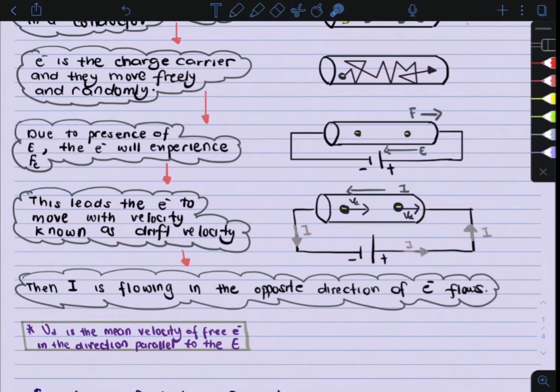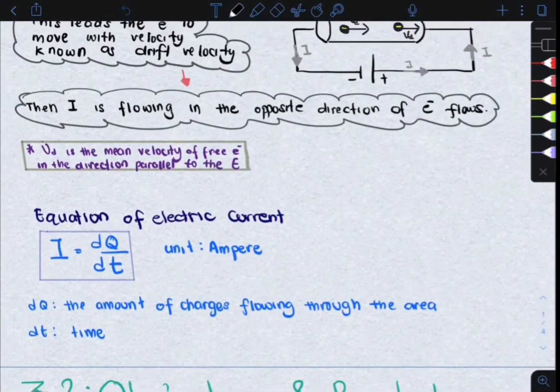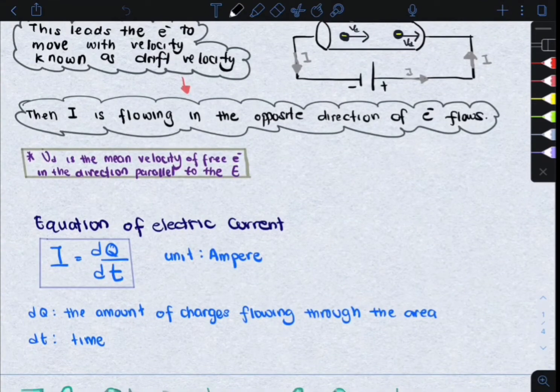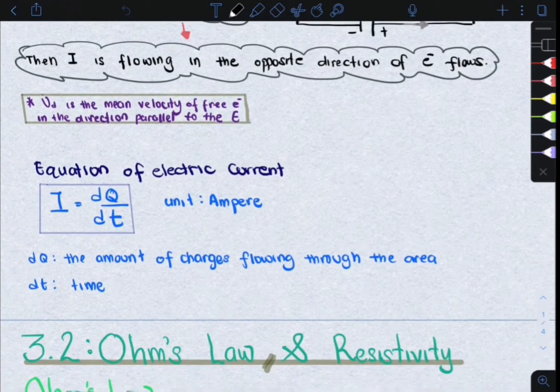Okay, and as we know, the current pula flow from the positive terminal to the negative terminal. As you can see here, the electron is moving from negative to the positive terminal, and current is moving from positive terminal to the negative terminal. So we can deduce that the current is flowing in the opposite direction to the electron flow. As I've mentioned before, the electron is going to flow with the velocity known as drift velocity. This drift velocity is the mean velocity of free electron, which is in the direction parallel to electric field.